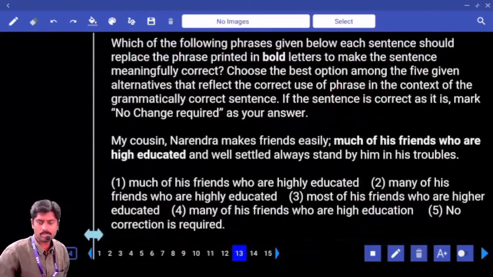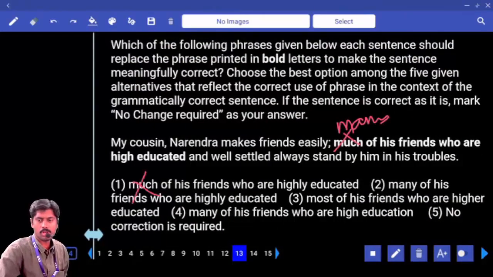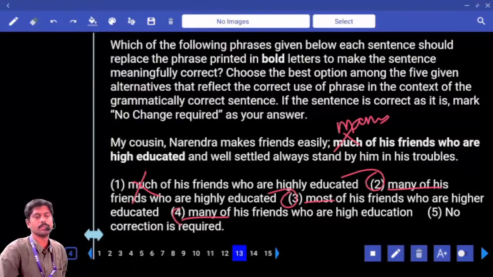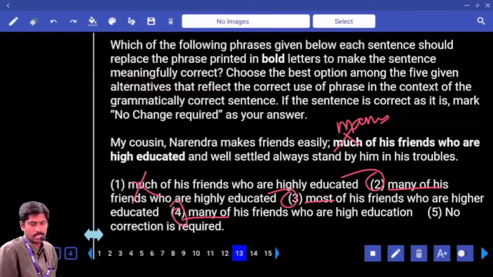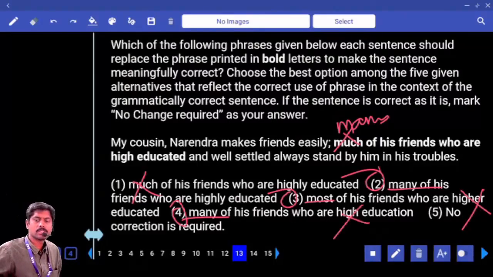Friends, many or much? Much is wrong, many okay. Most okay, many okay. Answer options 2, 3, 4. Many of his friends were highly educated. Most of his friends were higher educated is wrong. Many of his friends were high education is wrong. No, the answer is the second option. Many of his friends were highly educated.